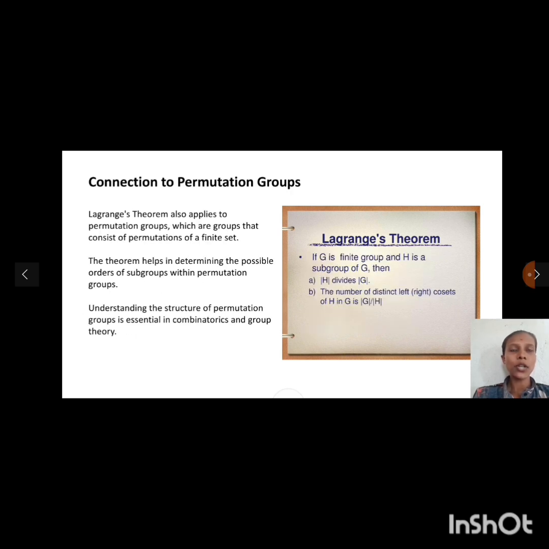Connection to permutation groups. Lagrange's theorem also applies to permutation groups, which are groups that consist of permutations of a finite set. The theorem helps in determining the possible orders of subgroups within permutation groups. Understanding the structure of permutation groups is essential in combinatorics and group theory.